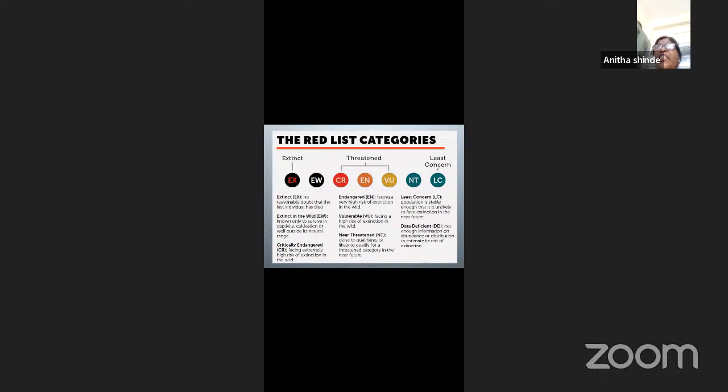Means they are already threatened. That means they have not totally gone extinct. They are not dead, but they are on the verge of extinction. So they all come under threatened. And least concern means their population is stable enough, no doubt, but in the near future they are going to face extinction. So this is what is called the Red List categories, which is given by the IUCN.